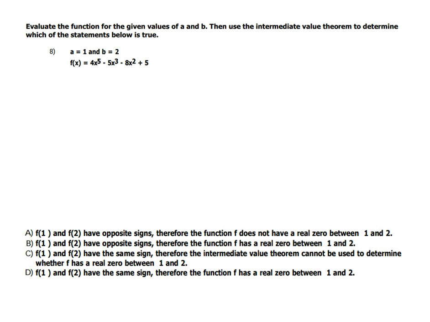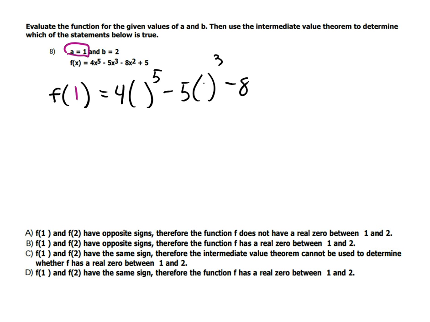All right, 8 says evaluate the function for the given values of a and b, and then use the intermediate value theorem to determine which of the statements below is true. Okay, so first we're going to calculate f of a, which is 1. So this is going to be 4 times 1 to the 5th minus 5 times 1 to the 3rd minus 8 times 1 squared plus 5. So stick the 1 in there, the 1 in there, and the 1 in there, and do the math. And that's going to be 4 minus 5 is -1, -1 minus 8 is -9, and -9 plus 5 is -4, right? Yep, so I got that.